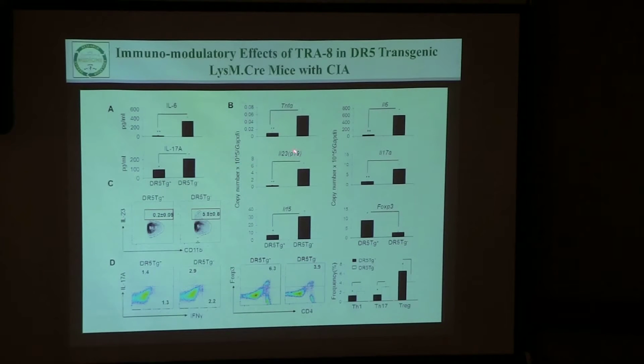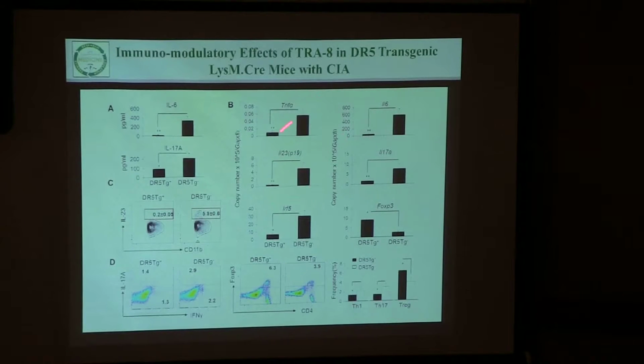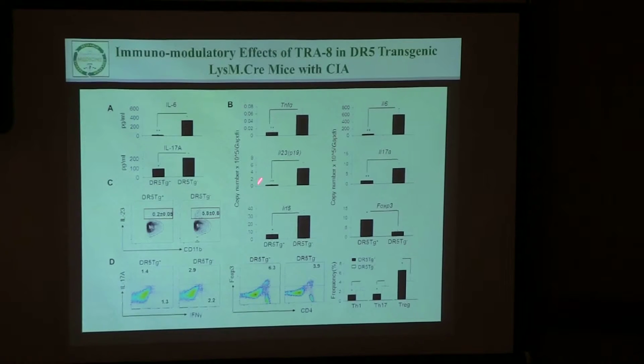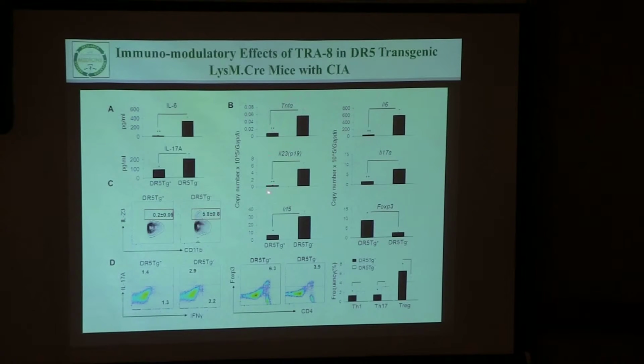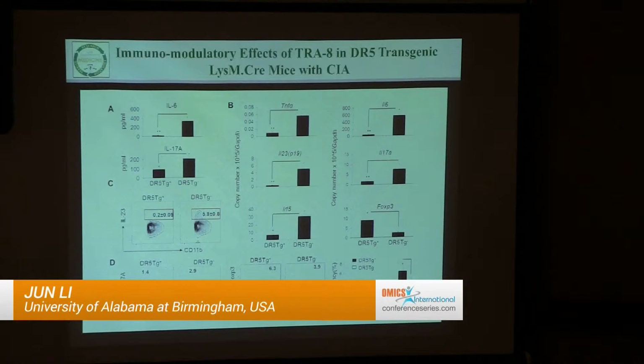And we also tried to determine the level of TNF-alpha, IL-23, IRF5, and IL-6, which are the M1 macrophage signature genes, by real-time PCR, as the bar graph shows here. TRIA treatment almost completely inhibited the expression of these M1 signature genes, and it also inhibited the expression of IL-17, and on the other hand, increased the Foxp3 expression in the draining lymph node and in the joint.